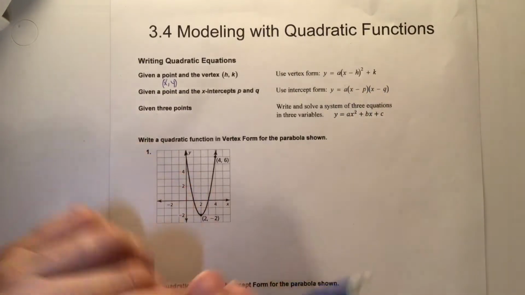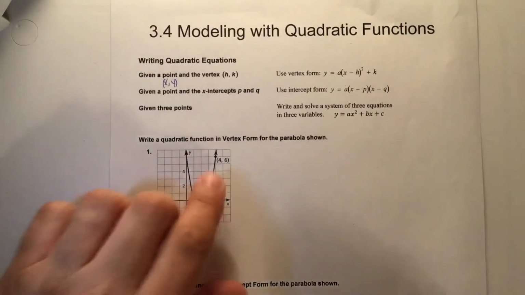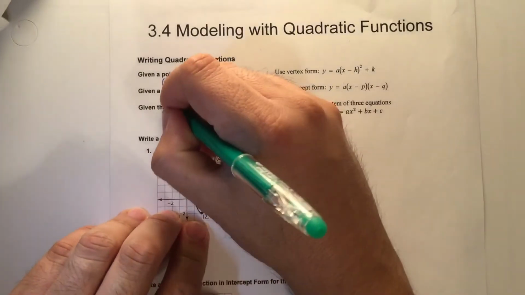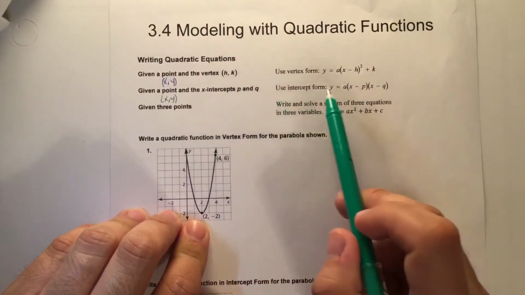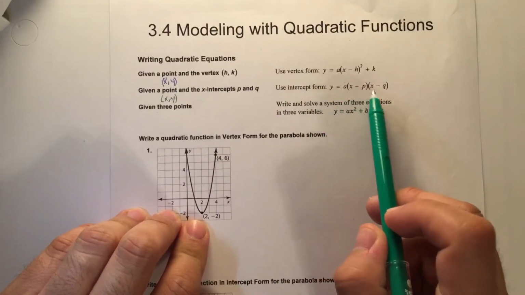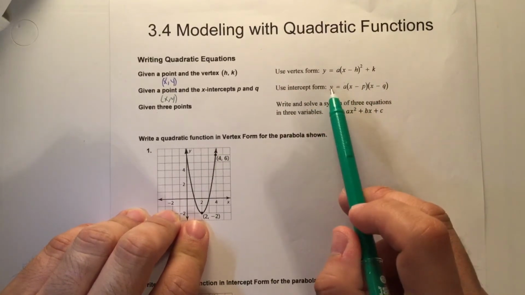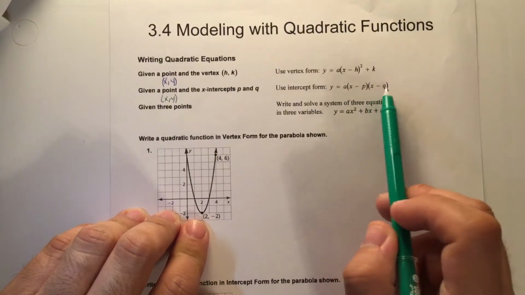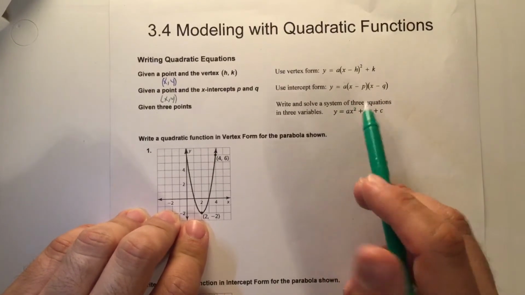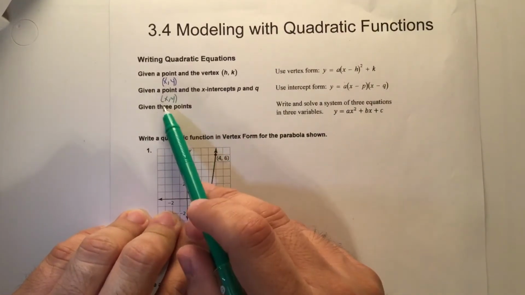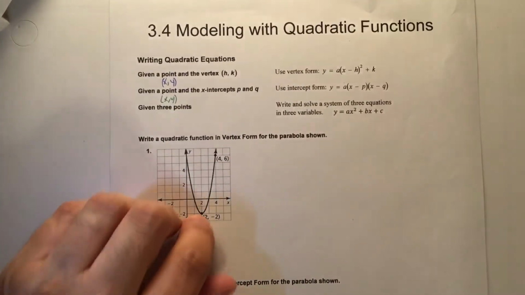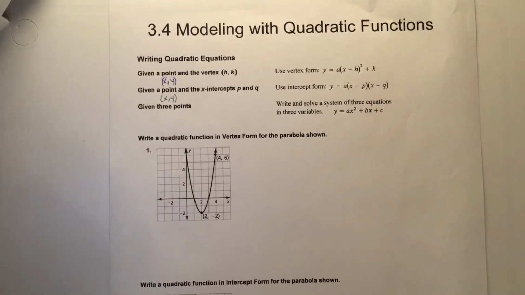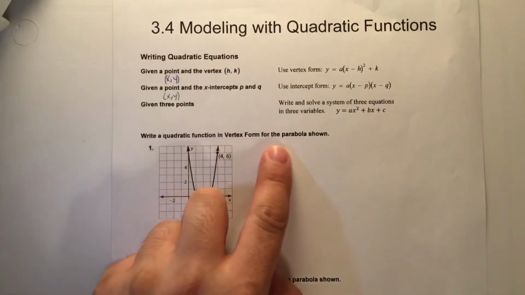solve for a. When we're doing intercept form, I'm going to give you a point, which is still x comma y. And then I'm going to give you x-intercepts of p and q, and you're going to use the form y equals a, x minus p, x minus q. So once again, you'll plug in for y, x, p, and q, but not for a. So you're going to solve for a. And then tomorrow, the day after, we'll talk about how to find it given 3 points, which will be in standard form.